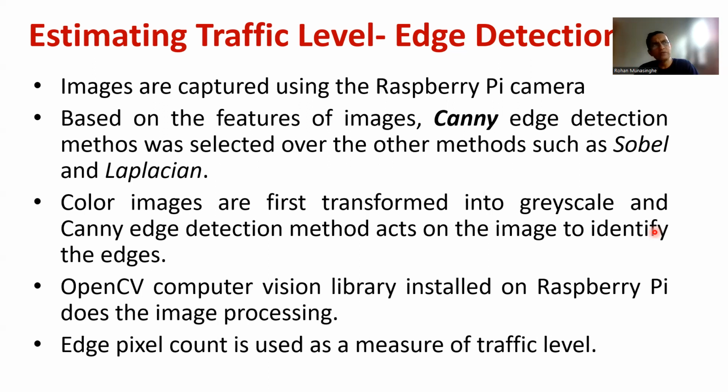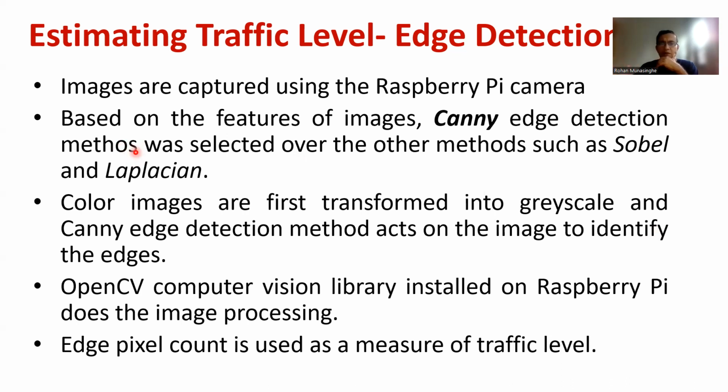Because it doesn't have a lot of computational complexities like identifying vehicles. We don't worry about the type of the vehicle, whether it is motorcycle or a lorry or whatever. We just went through edges. Okay, so we want to try it. So based on the features of the image, we selected what is called the Canny edge detection method.